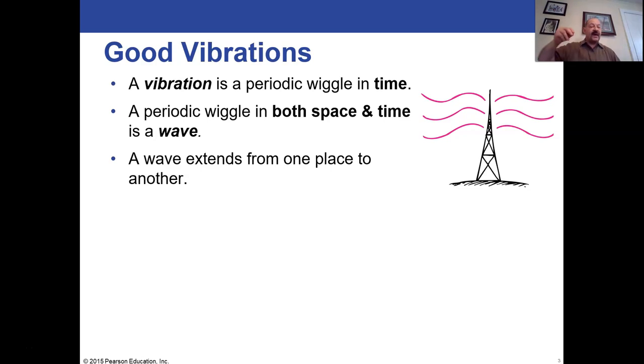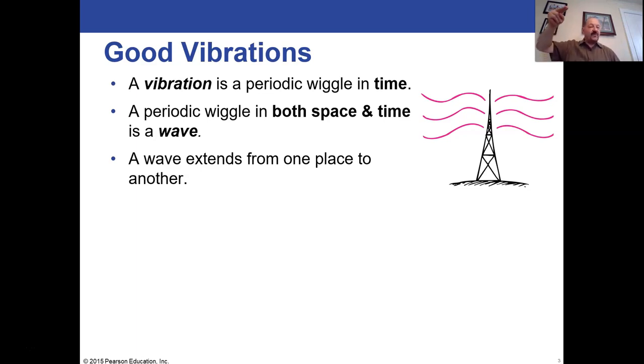Now, what do I mean by that? Well, let's assume my finger is a particle vibrating, and I'll make it go up and down slowly so it's obvious. So that would be a vibration. It's a periodic wiggle in time. It's moving back and forth in time. But if I move it in space as well, it becomes a wave.